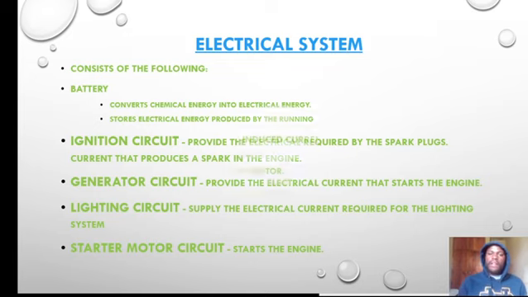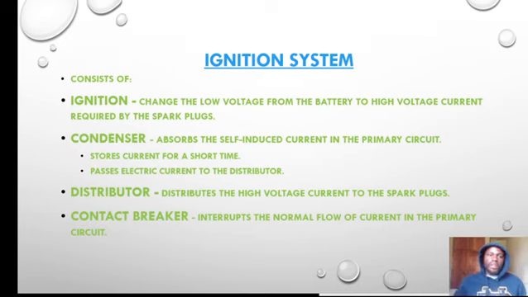Now the electrical system, apart from that, we'll also have the ignition system, and the ignition system will consist of the ignition coil, and this one changes the low voltage from the battery to high voltage. Remember, the battery will only produce 12 volts, and these 12 volts are not enough for ignition, and therefore the ignition coil of the ignition system will convert the 12 volts into about 6,000 volts, and this is what will be required to produce the sparks at the spark plug for the starting of the tractor.